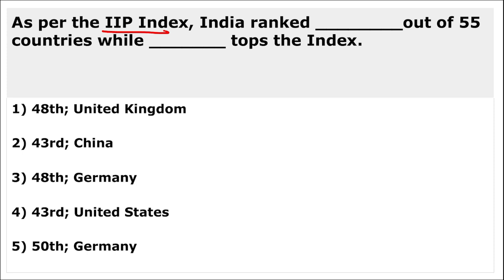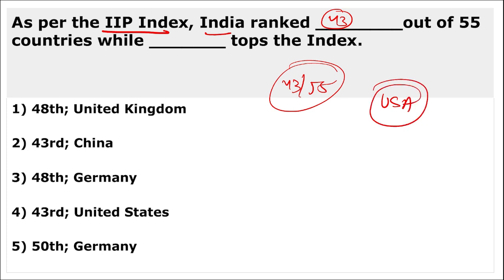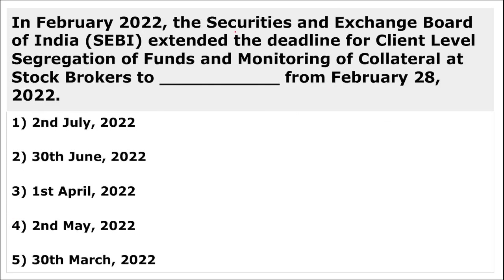Next, as per the IP Index, that is International Intellectual Property Index, India was ranked 43rd out of 55 countries, while who topped in this? It was topped by United States of America. So the correct option becomes option 4th here. Next, the Securities and Exchange Board of India, that is your SEBI, extended the deadline for the client level segregation of funds and monitoring of collateral at stock brokers to how much? Till what date was it extended?